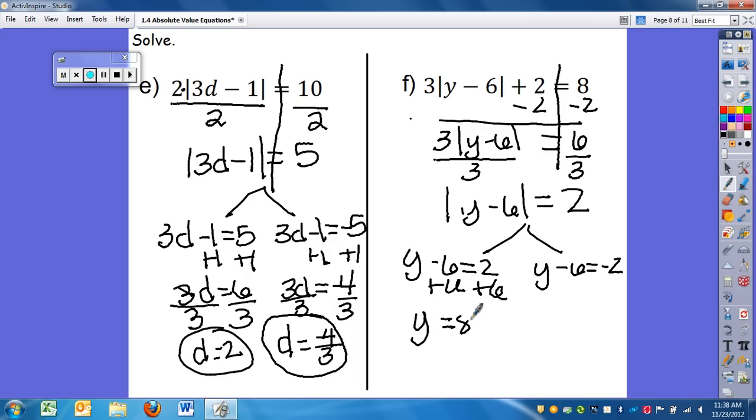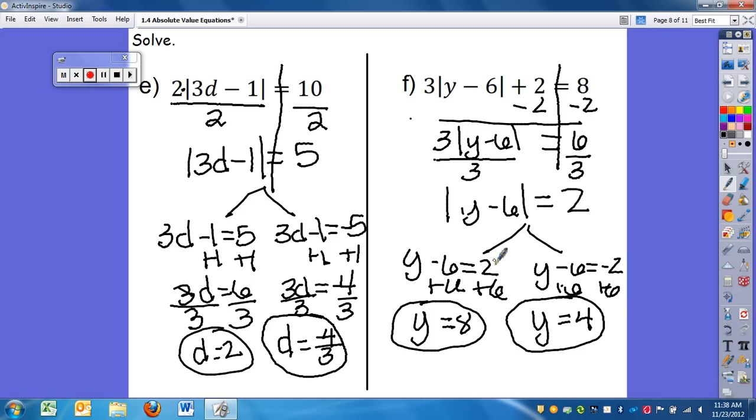Y equals 8. One solution. Add 6. Y equals 4. And again, you can plug both values in and they both should check to see if you have the correct answer.